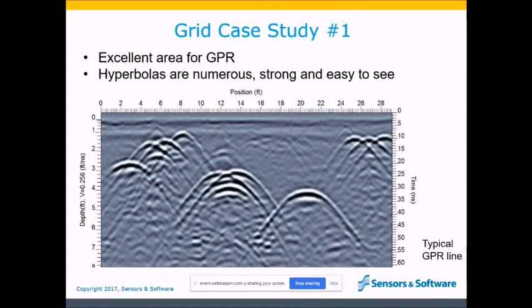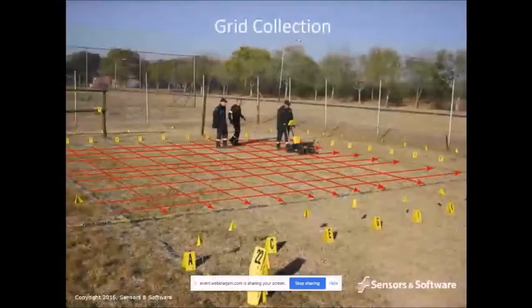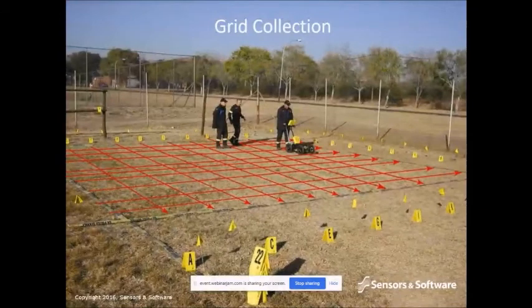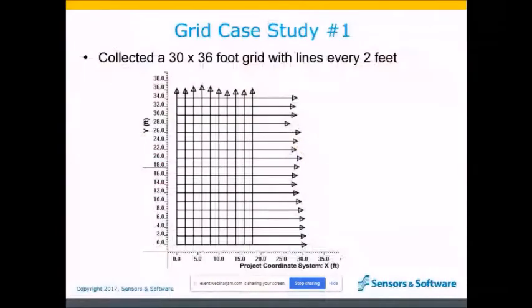Frustrating and often unsuccessful. The only way to sort out the utilities in a complex area is to collect data in a grid. Most GPR systems allow data to be collected as grid scans. In this example, a 30 by 36 foot grid was collected with lines every 2 feet. You can see that lines were collected in both the X and Y directions.